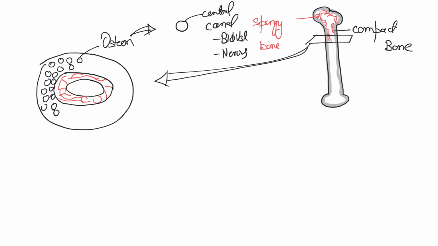And around the central canal you have the concentric arrangement of the matrix. This concentric arrangement is called lamella, and in these concentric arrangements you have the lacuna, and within these lacuna you have the osteocytes sitting right in the middle. Don't worry about this, it's just a very generic description, and we'll go into a lot of detail later on.